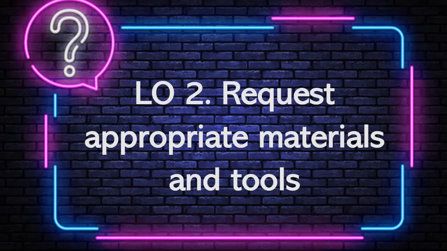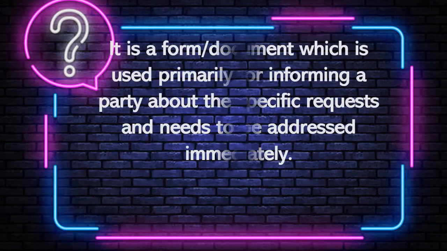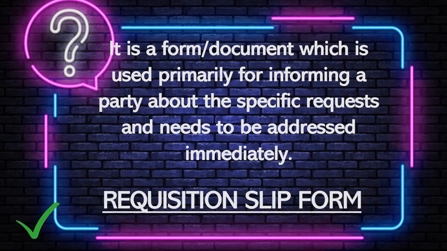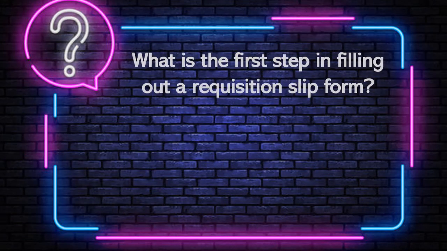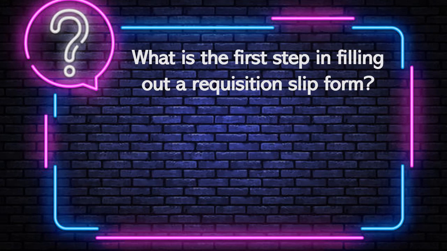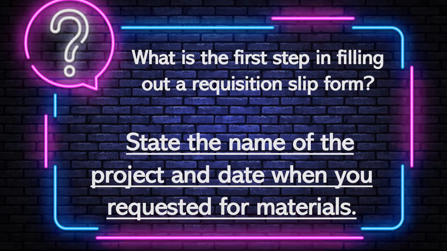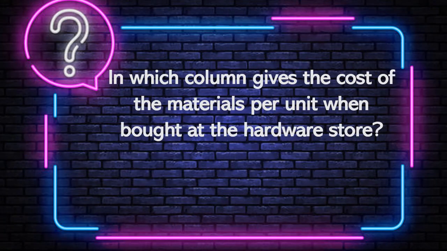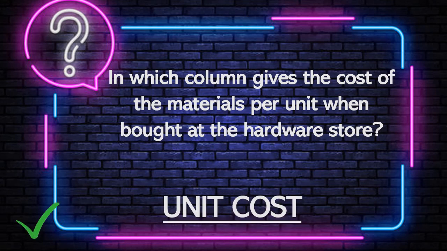Learning outcome number 2. Request appropriate materials and tools. It is a form document which is used primarily for informing a party about specific requests and needs to be addressed immediately. Your answer is correct. What is the first step in filling out a requisition slip form? Your answer is correct. In which column gives the cost of the materials per unit when bought at the hardware store? Your answer is correct.